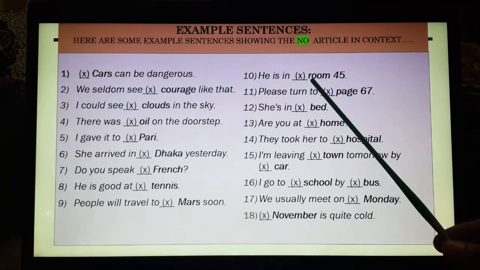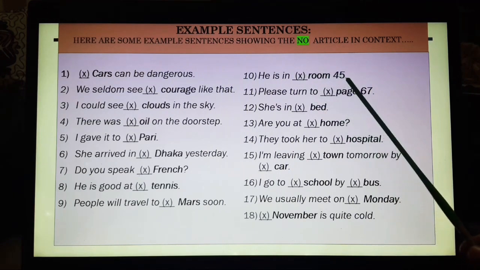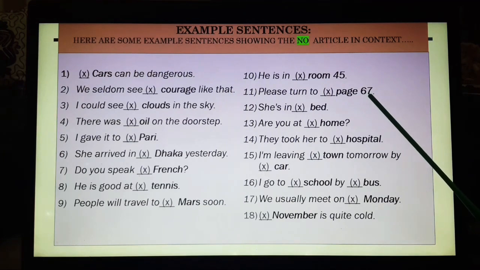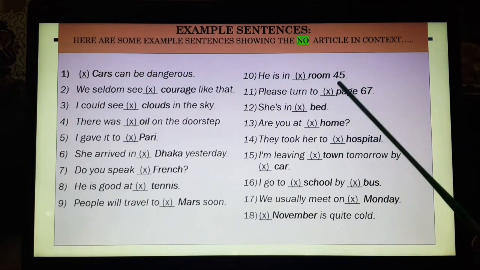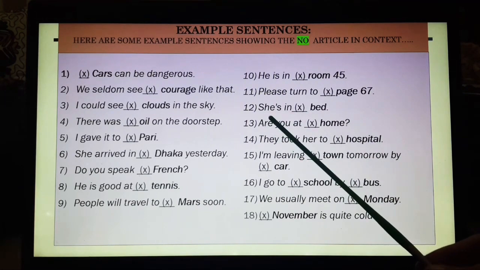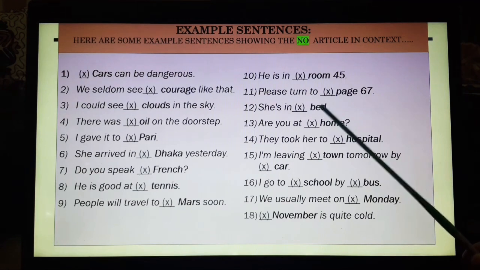He is in room 45. Here noun plus number. We do not use any article before noun plus number. Please turn to page 67. Here it is just like number 10. Number 12, she is in bed. It is a place.